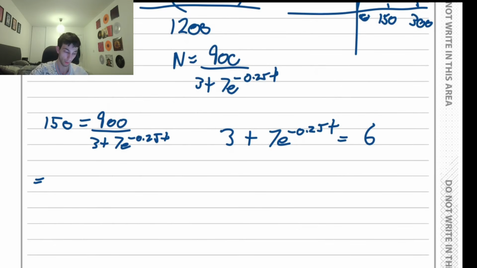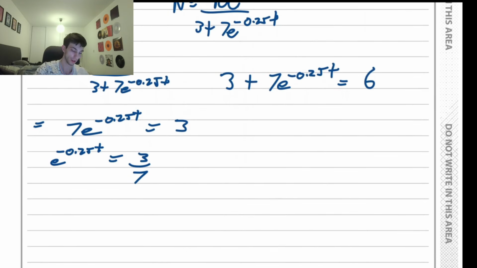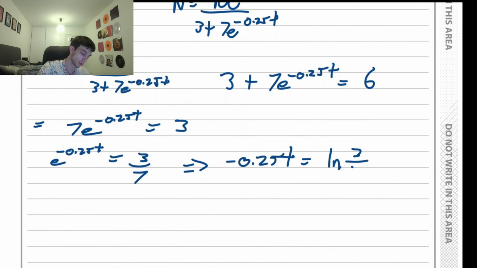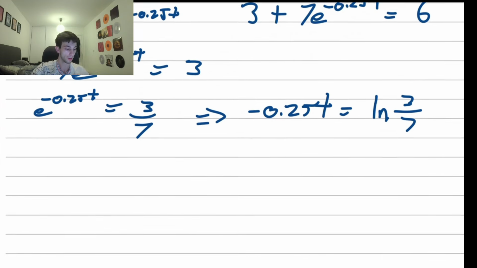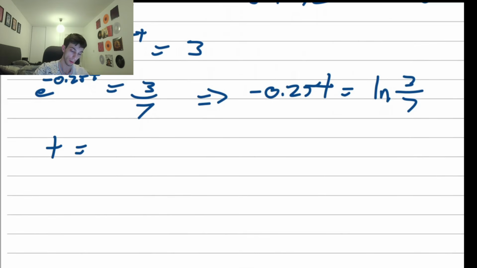Okay, so from here, we can have 7e to the minus 0.25t equals 6 take away 3, which is 3. We can now divide over by 7. So we have that e to the minus 0.25t will be equal to 3 over 7. Get rid of that e, take the natural log of both sides. So we have that minus 0.25t will be equal to the natural log of 3 over 7. From here, we can divide by minus 0.25. Dividing by minus 0.25 is the same as multiplying by minus 4. So we have that t equals minus 4 multiplied by the natural log of 3 over 7.